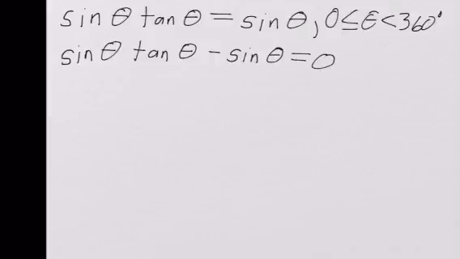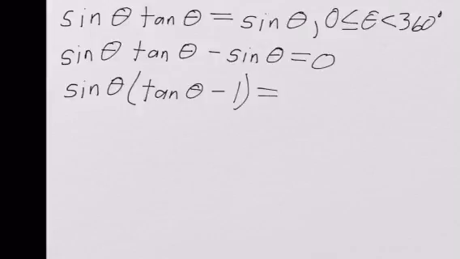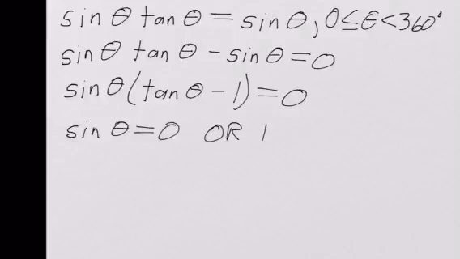So we can now go ahead and factor this equation. Both terms have a factor of sine theta in them. We get tangent of theta minus 1 left over when we factor that out. And now, under the zero factor property, we can set both of those factors equal to 0. So we have sine theta is equal to 0, or tangent of theta minus 1 is equal to 0.